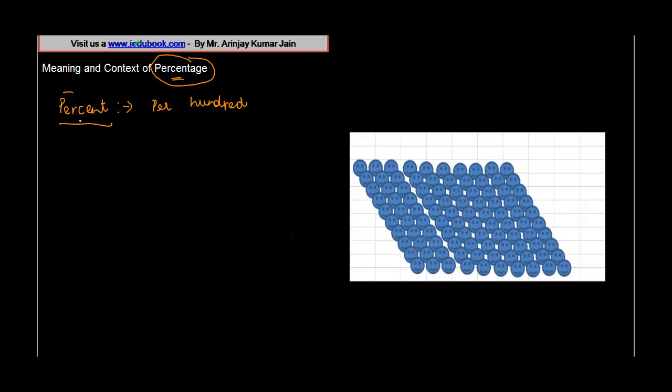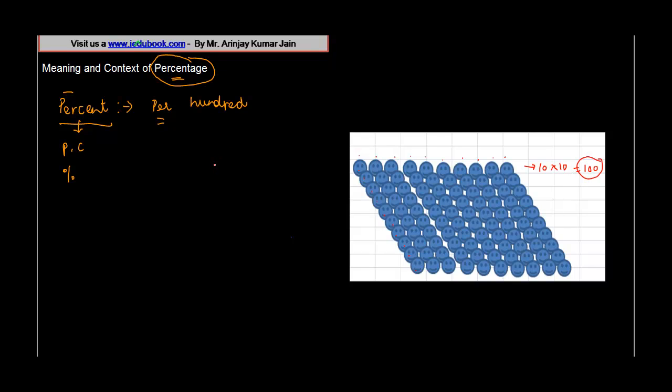And this percent is basically denoted as PC, or symbolically something like this. Now, what does this mean? Let's look at this particular diagram which I have drawn on the right side. In this diagram, you have 1, 2, 3, 4, 5, 6, 7, 8, 9, 10 smileys in a row, and you have 10 rows of 10 smileys each, which is 10 by 10, or we have 100 smileys.